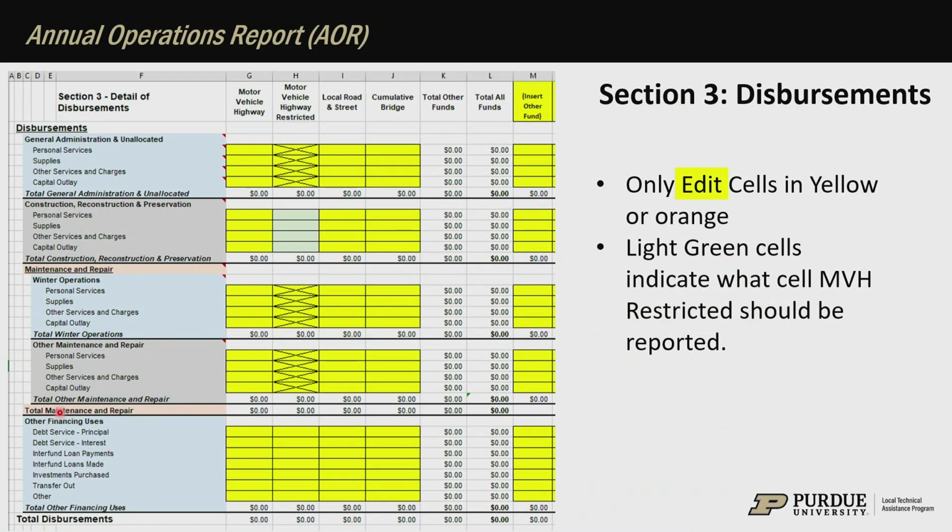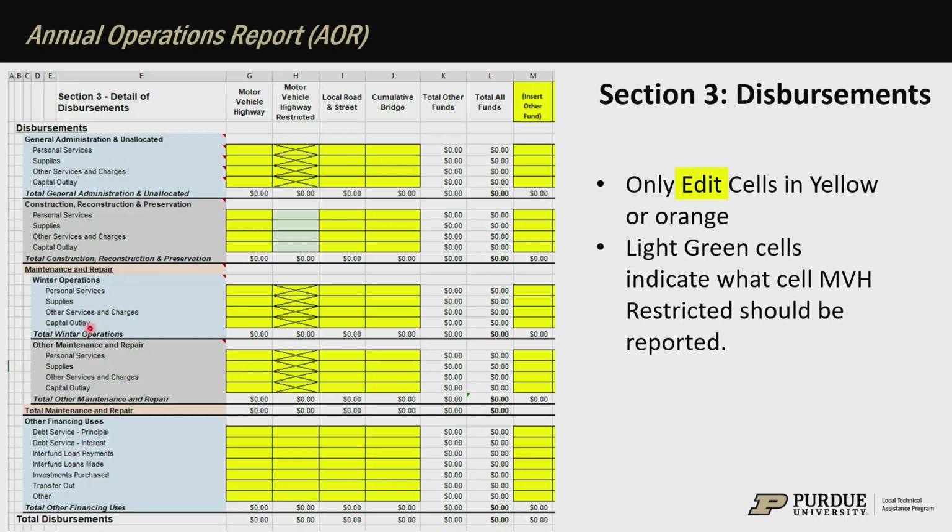And then on the disbursements, section 3, we'll start there. Sometimes it's better to start in the disbursements and then the receipts, and then go back and fill in section 1, the financial report there. So on the disbursements, you'll see these sections here: general administration, unallocated, construction, reconstruction, preservation, and then under maintenance and repair, there are 2 different categories: winter operations, other maintenance and repair, and then finally other financing uses.